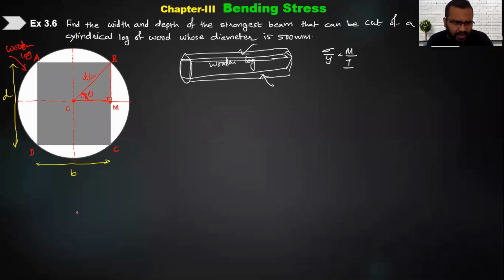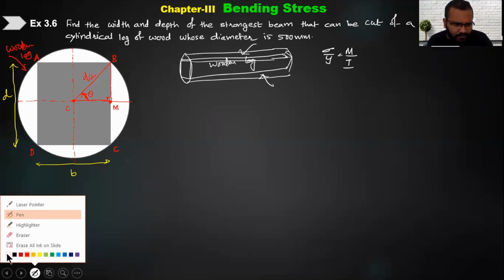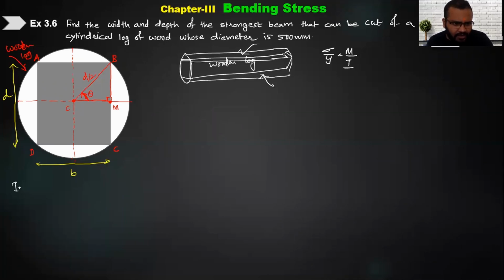Now in this triangle, what can I write? See here, in triangle BCM, can I use sin theta? How much is sin theta? Sin is opposite upon hypotenuse. Opposite is BM and hypotenuse is D by 2. Right? So what is BM? It is D by 2 sin theta.